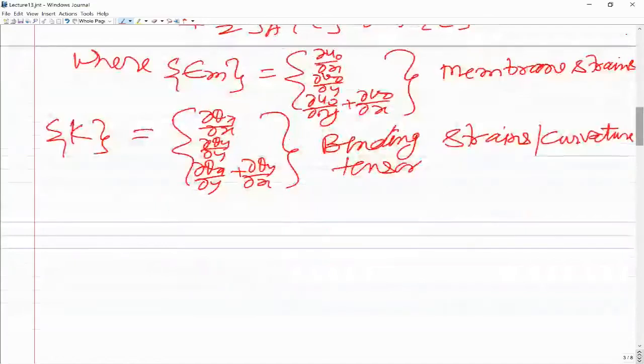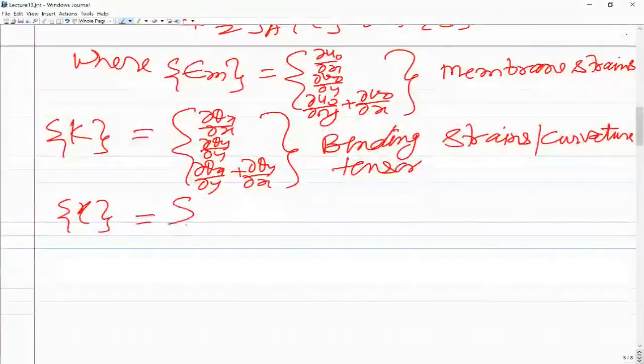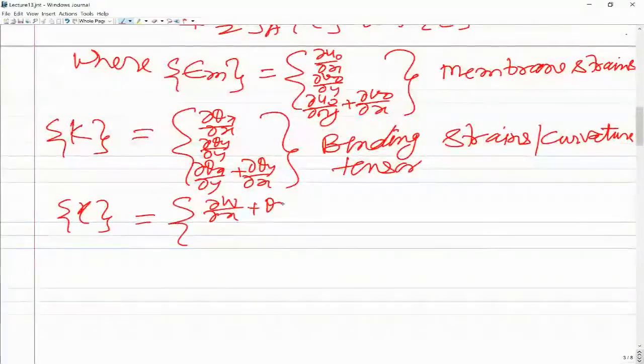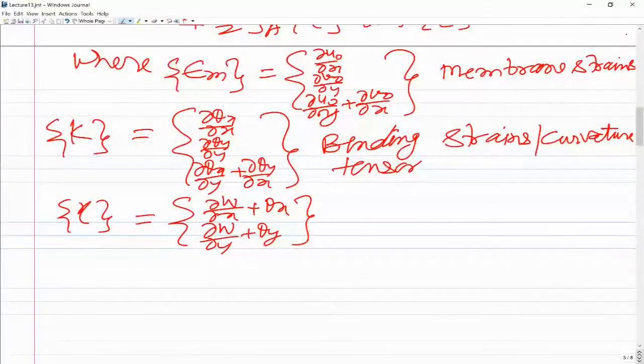And then you have gamma. So gamma, we have defined this earlier, is del w by del x plus theta x, del w by del y plus theta y, and these are the transverse shear strains.